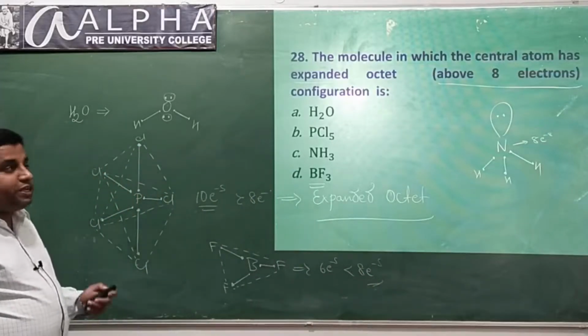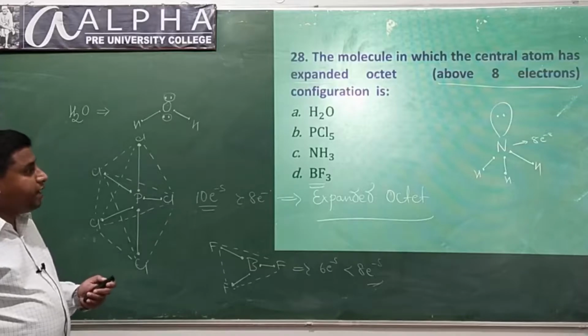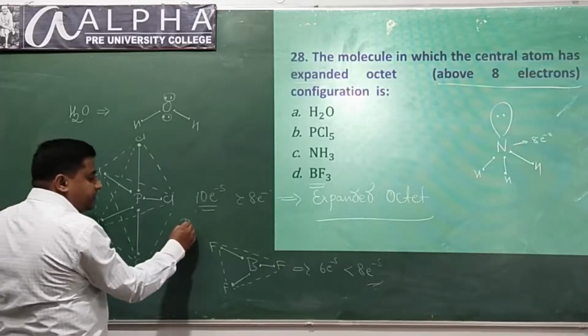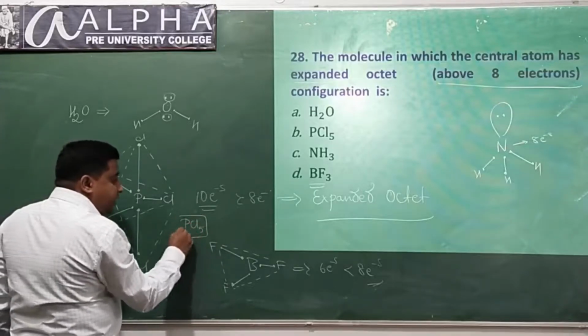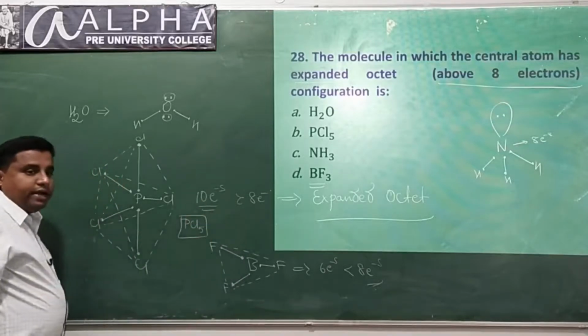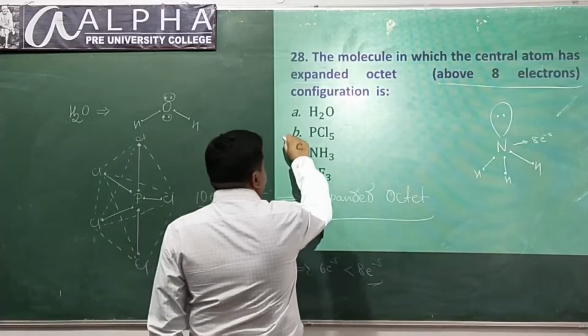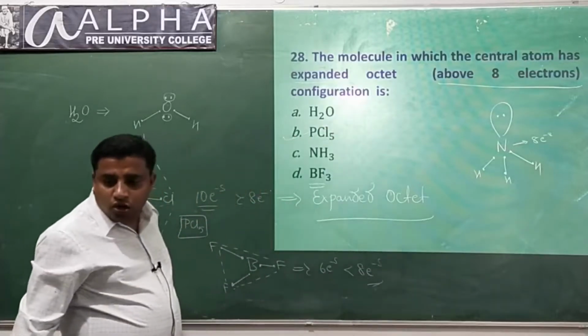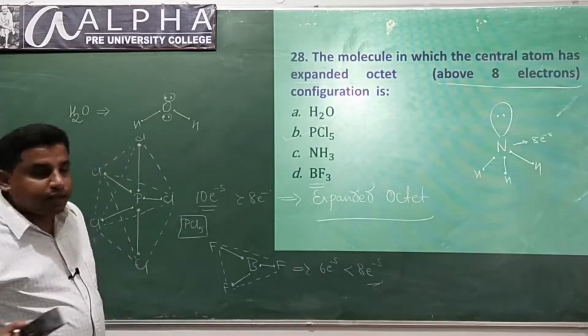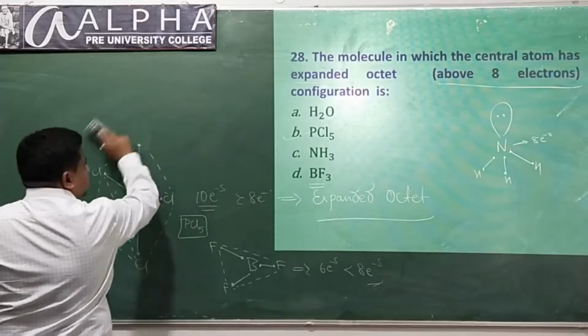So, which species has an expanded octet? It is phosphorus pentachloride, because it has 10 electrons, which is more than 8. So expanded octet is observed in the case of phosphorus pentachloride. Exactly correct.